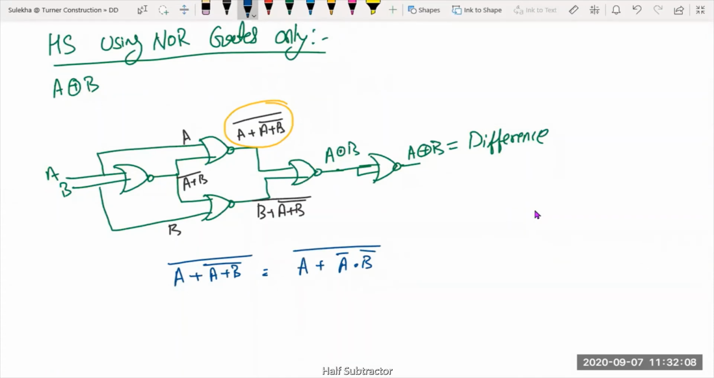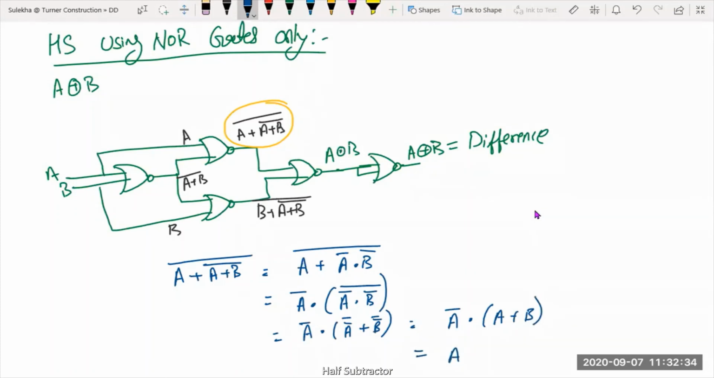If I apply De Morgan's theorem again for the overall bar, this will become A bar dot A bar bar plus B bar bar whole bar, again it is A bar dot A plus B. If I solve it further, A bar dot A is 0, and it will become A bar dot B. I want borrow as A bar B, and by solving this I am getting A bar B. So I need not add anything, I just need to connect one wire at that point, and this is my borrow.